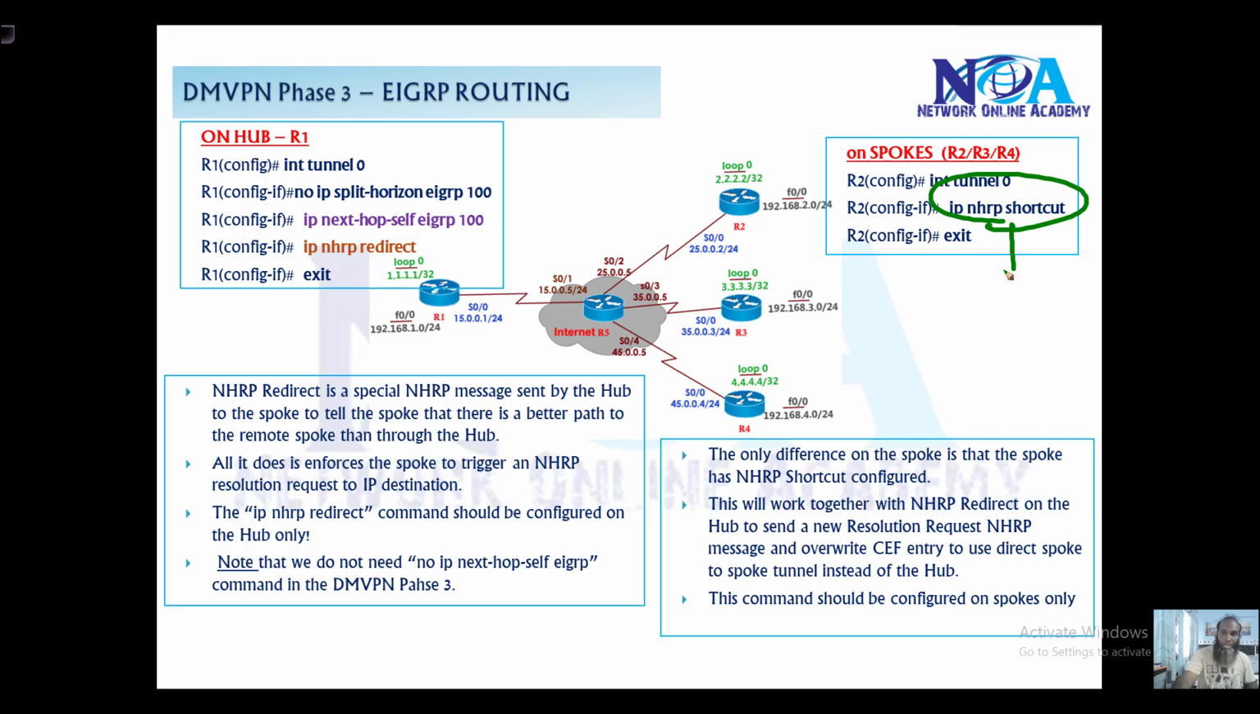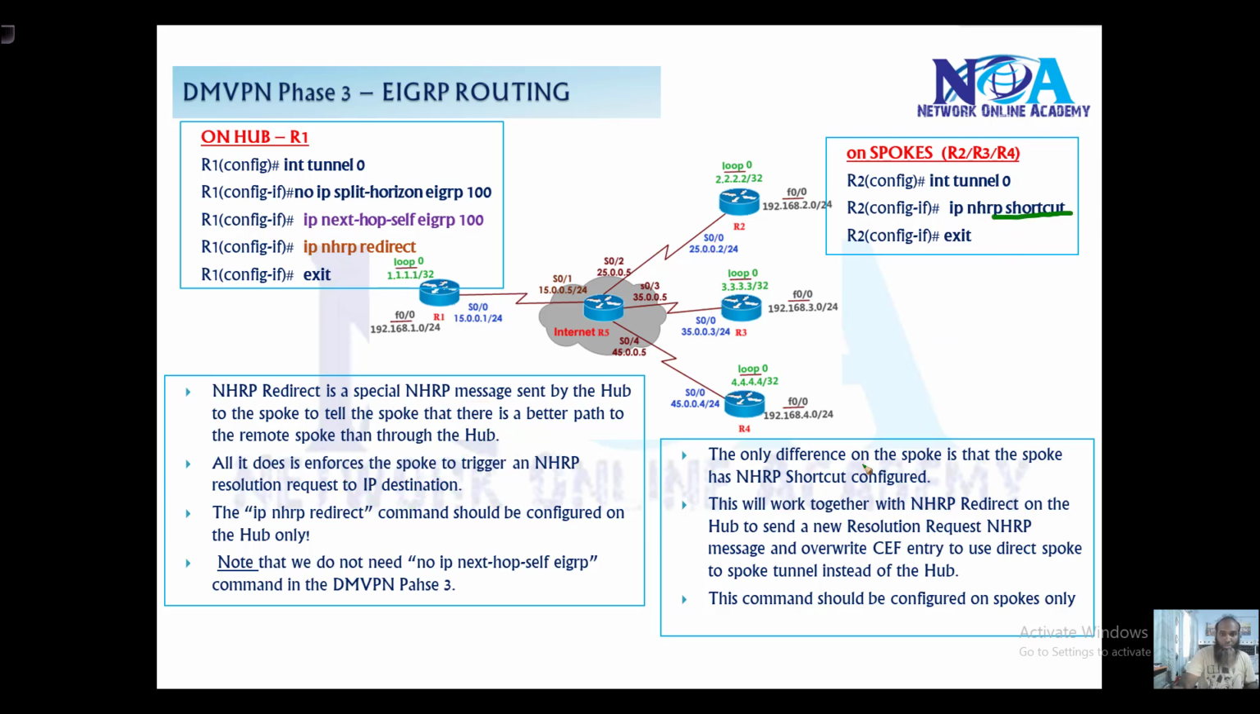Whereas if you're using the IP NHRP shortcut command, this shortcut command is going to install this particular route. Basically in the FIB table, it's going to add the alternate route. So it is going to change the best route. That's what you can see here. NHRP redirect is a special message which is sent by the hub. It tells the spoke that there is a better path to reach the remote spoke. All it does is enforce the spoke to use a resolution request for the specific IP destination.